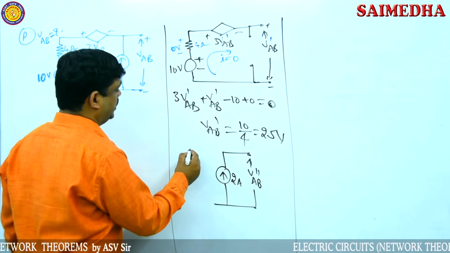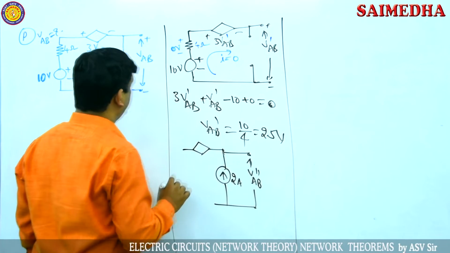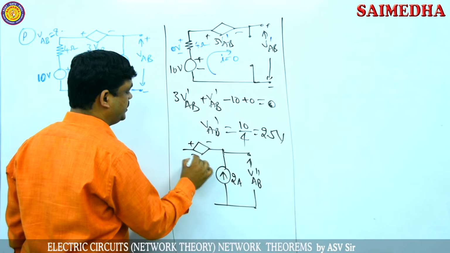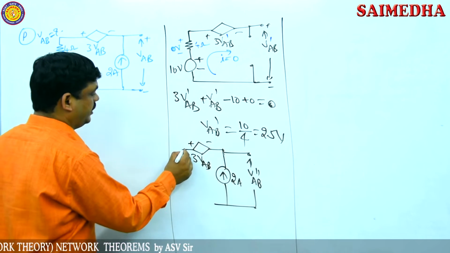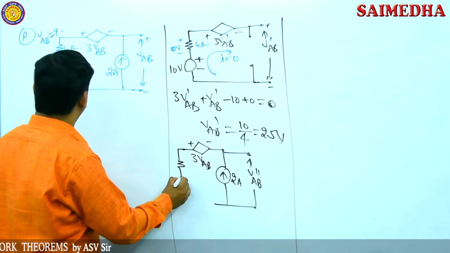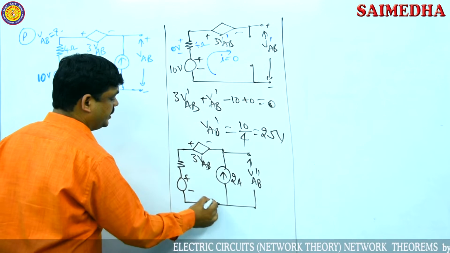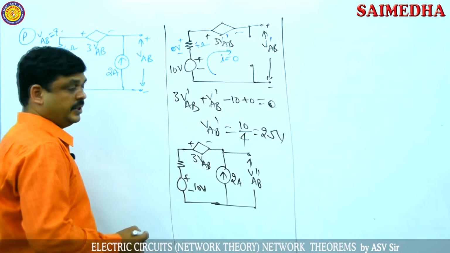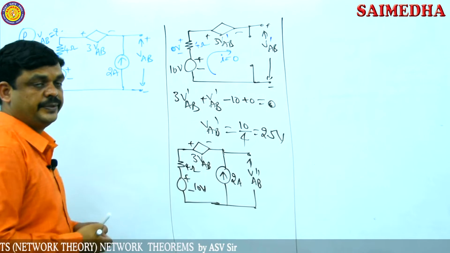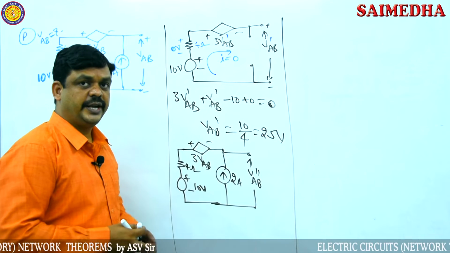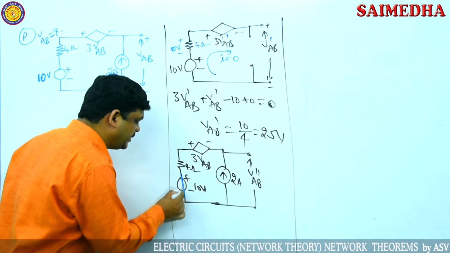Now the current source is here, and the dependent source with plus and minus, the value is 3 VAB. Here one resistor is connected and one voltage source is there. This voltage source value is 10 volts and the resistance value is 4 ohms. Now the current source is connected and the other source is eliminated. So the voltage source is short circuited. This acts as a short circuit.